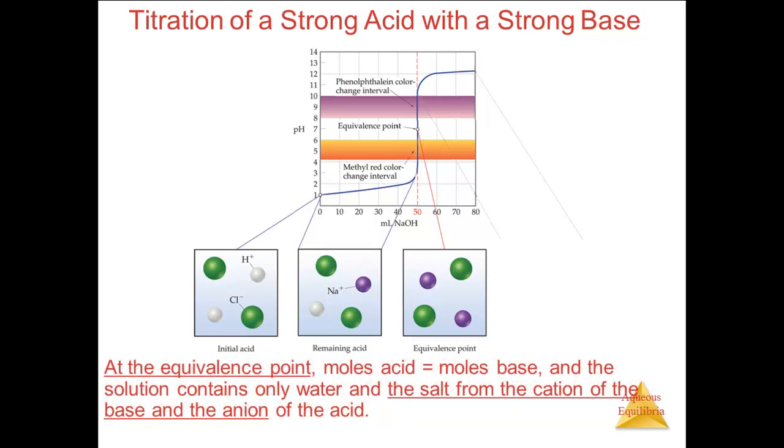At the equivalence point, where the moles of acid equals the moles of base, we have essentially a water solution of the salt made from the acid and the base, in this case NaCl. Because we have a strong acid and a strong base, the pH at the equivalence point is 7.0. Right around the equivalence point, the pH may change as much as 6 units with as little as a couple of drops of base added.